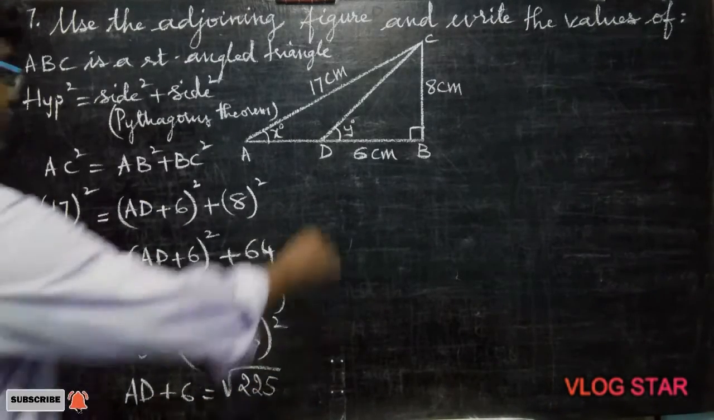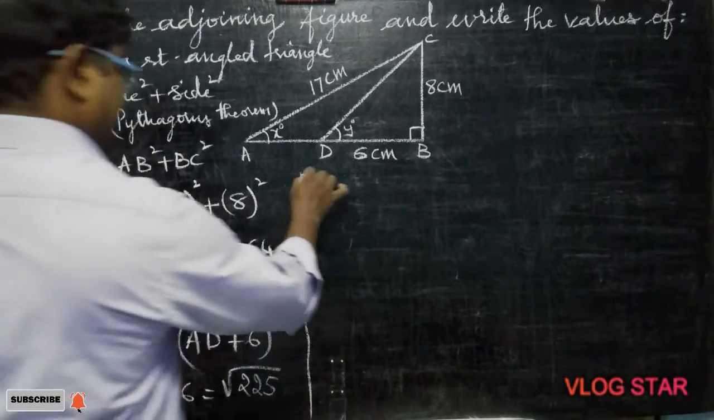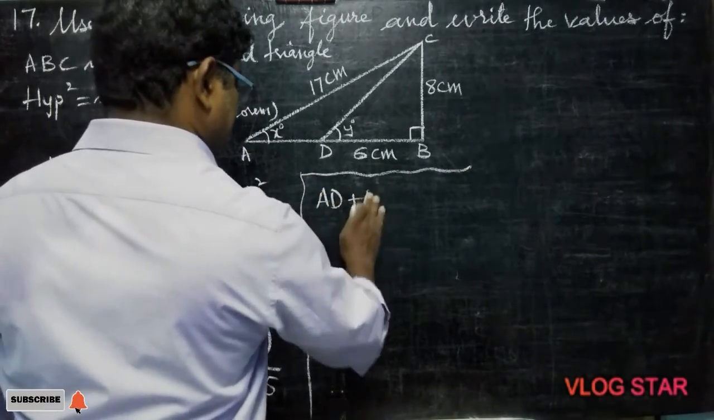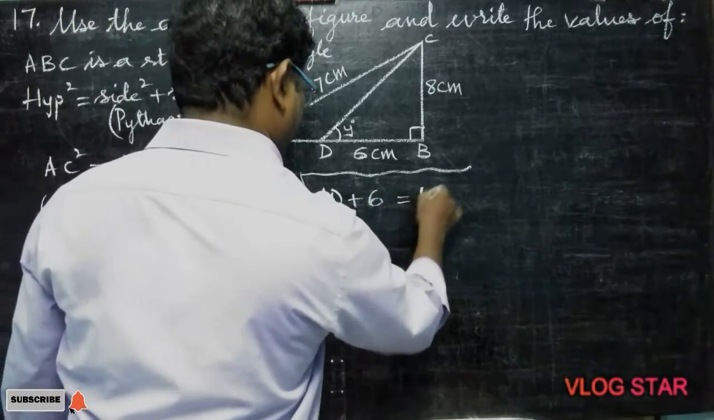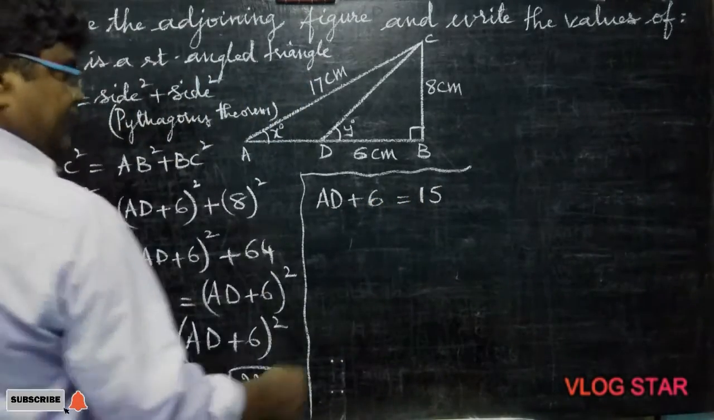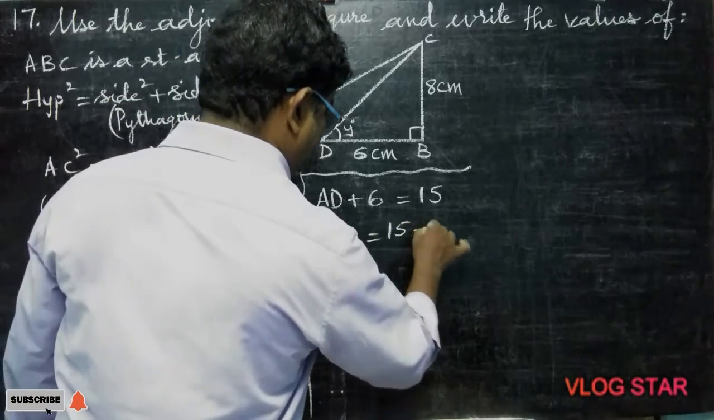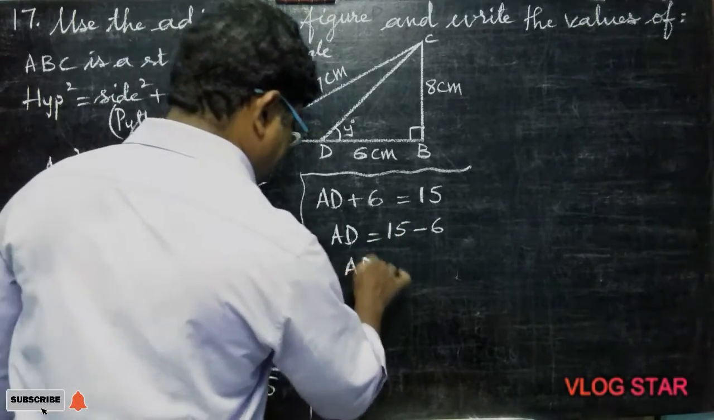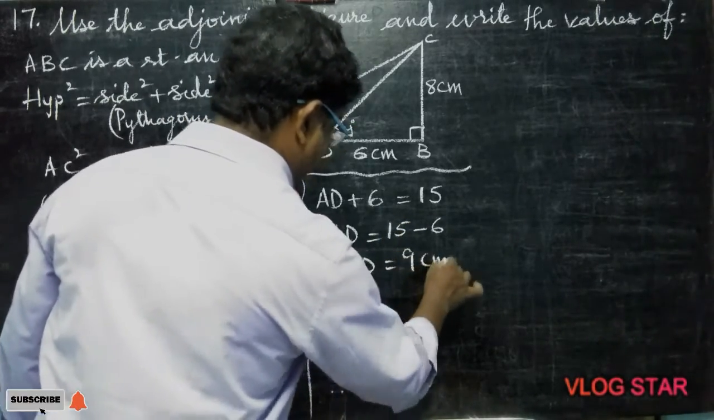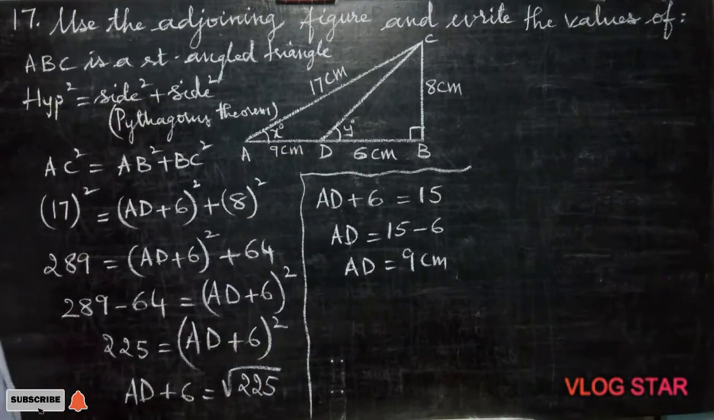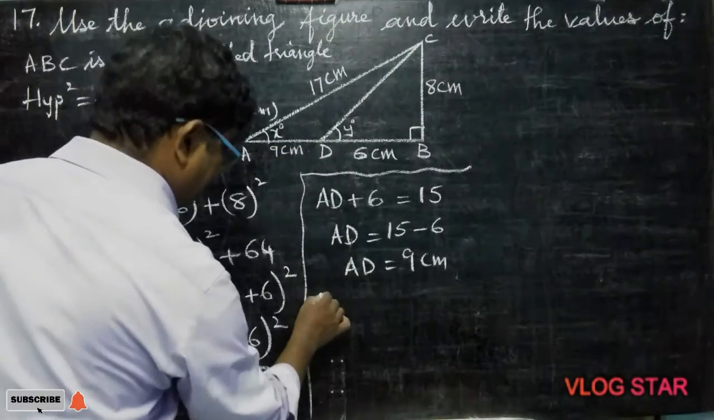You know the square root of 225, how much? 15. So AD plus 6 is equal to 15. Now AD is equal to 15 minus 6. AD is equal to 9 centimeters. So here we got 9 centimeters. Now BC is there.